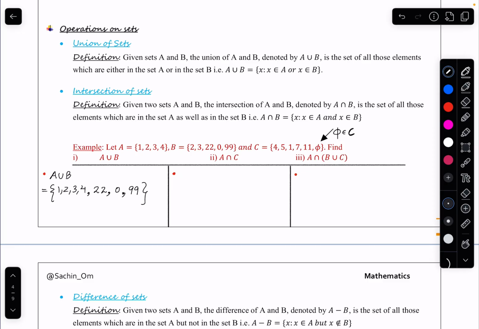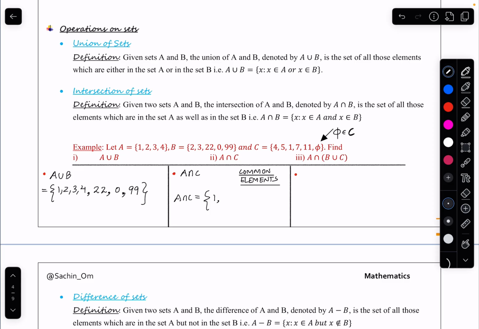So in the union of sets, we are simply taking the elements of A, taking the elements of B, and then putting them together. In the intersection of two sets, we simply collect the common elements from A and B. So A intersection C would be the collection of common elements of A and C. Now A has 1 in it, 1 is there in C also. So 1 is a common element of A and C.